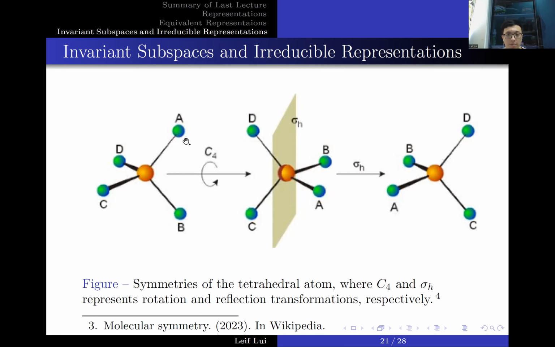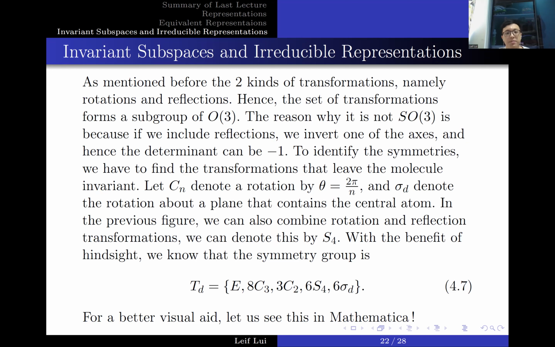2 pi over 4, pi over 2. And then we can reflect it about this axis to yield something that is invariant. This is one of the symmetries of the group, and this is called the S4 transformation. It's defined by a rotation by this, and then a reflection about this axis. So, as mentioned before, there are two kinds of fundamental transformations, namely rotations and reflections.